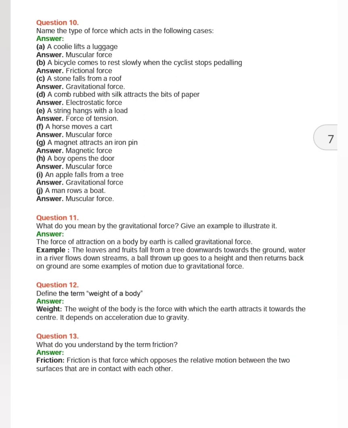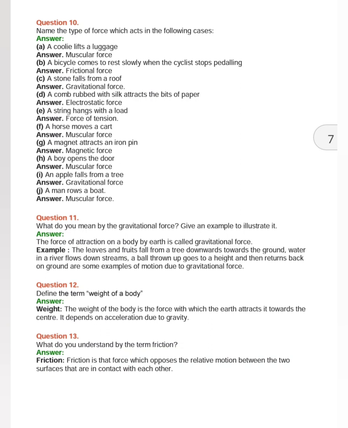F. A horse moves a cart. Answer is muscular force. G. A magnet attracts an iron pin. Answer is magnetic force. H. A boy opens the door. Answer is muscular force. I. An apple falls from a tree. Answer is gravitational force. J. A man rows a boat. Answer is muscular force.